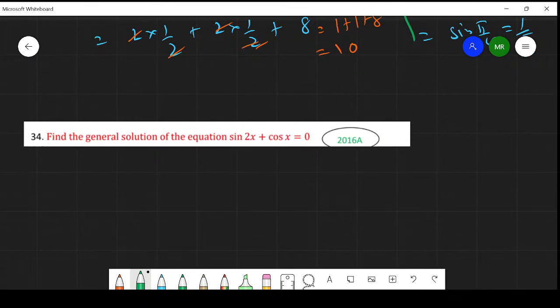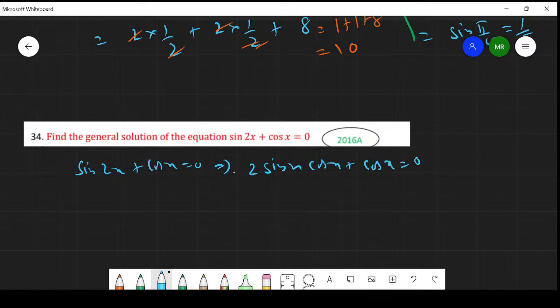When they are asking the general solution of sin 2x plus cos x equal to 0, this is a simple problem. So they have given sin 2x plus cos x equal to 0. I can write sin 2x as 2 sin x cos x, so 2 sin x cos x plus cos x equal to 0. I can take cos x common. If we take cos x common, this will be cos x into (2 sin x plus 1) equal to 0.